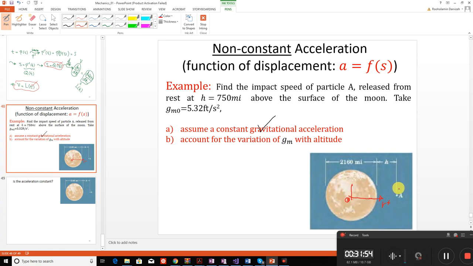you can see the initial position of the particle is S naught, which is positive because it's on the positive side, and it's equal to h plus the radius of the moon, we call it Rm. H plus Rm. And the final position when the particle impacts on the moon is S, and S is equal to Rm. Then I just write it here: initial position for this coordinate system which I chose, h plus Rm, and S equals Rm.